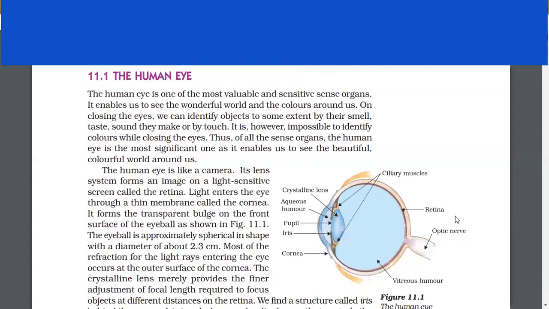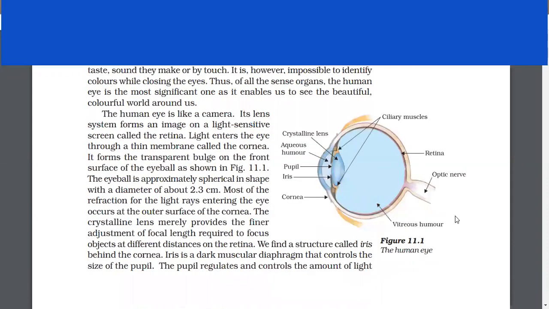Thus, of all the sense organs, the human eye is the most significant one as it enables us to see the beautiful, colorful world around us. The human eye is like a camera. Its lens system forms an image on a light-sensitive screen called the retina. Light enters the eye through a thin membrane called the cornea.